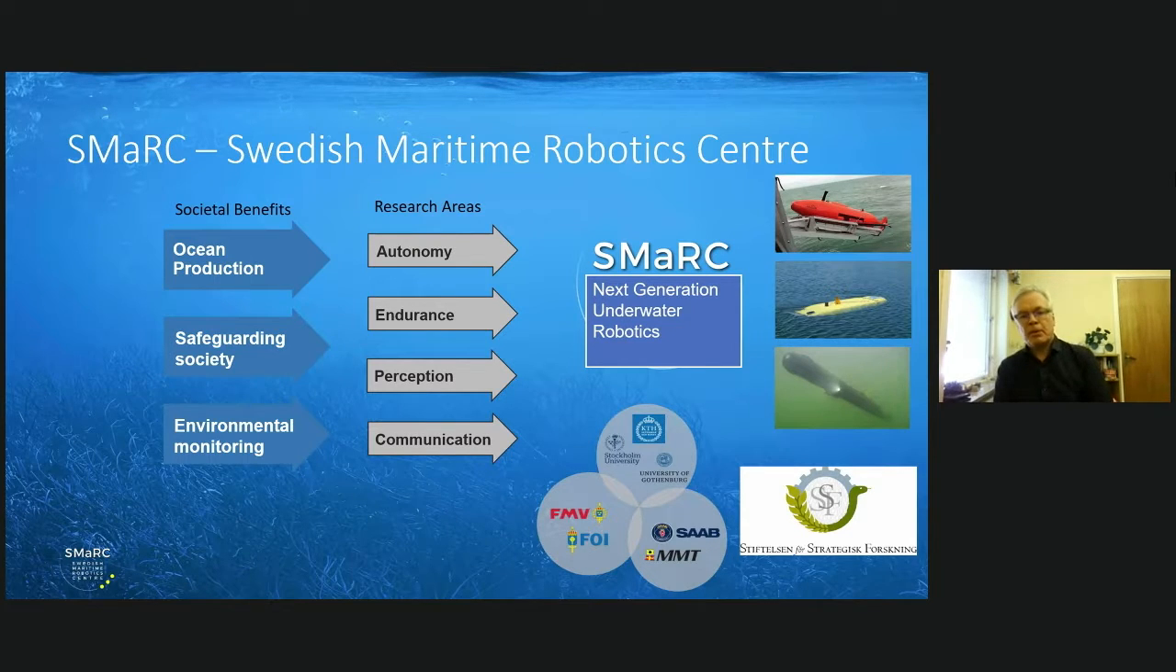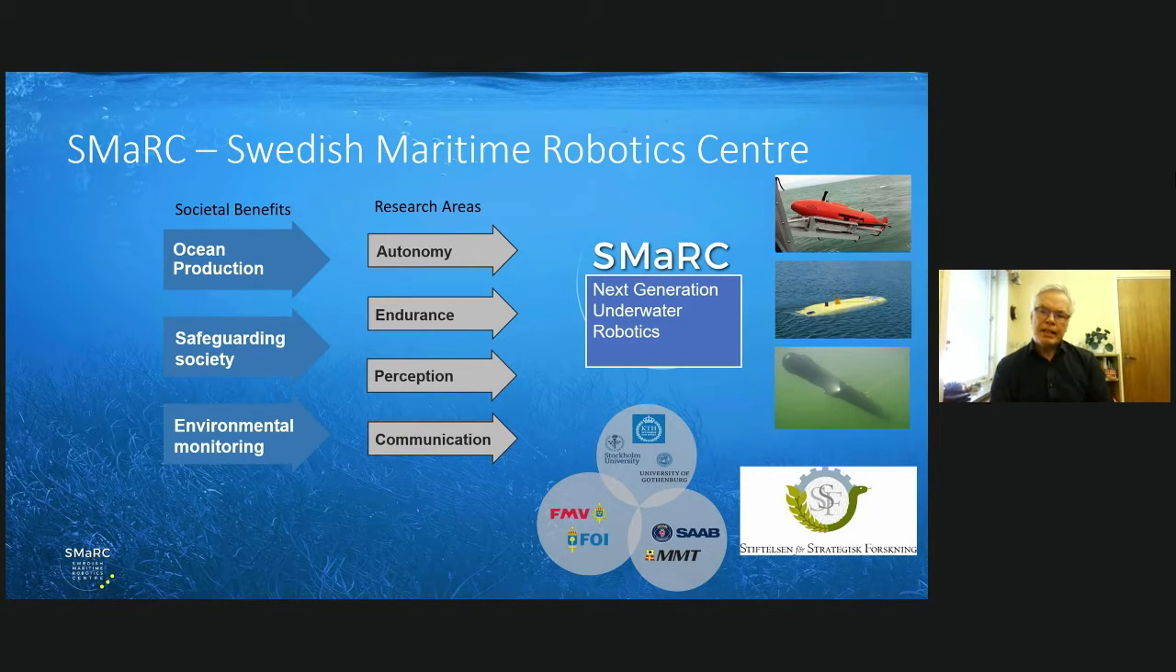And the last example comes from another program called SMARC, Swedish Maritime Robotics Center. This is an underwater robotics research program ongoing, and it's hosted by KTH, Royal Institute of Technology in Stockholm. And the partners you can see on the lower right, Stockholm University and Gothenburg University are involved as well. And then we have FMV and FY, those are defense authorities. And then we have the industries like Saab and MMT, which is an offshore survey company from Gothenburg.